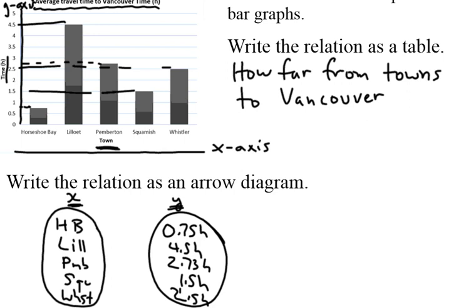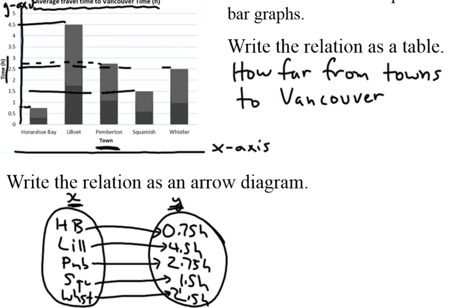And now we can write the arrow diagram. Horseshoe Bay, 3/4 of an hour to Vancouver. Lillooet, 4.5 hours to Vancouver. Pemberton, 2 3/4 hours to Vancouver. Squamish, 1.5 hours to Vancouver. Whistler, 2.5 hours to Vancouver. So there's all kinds of ways that we can present data.